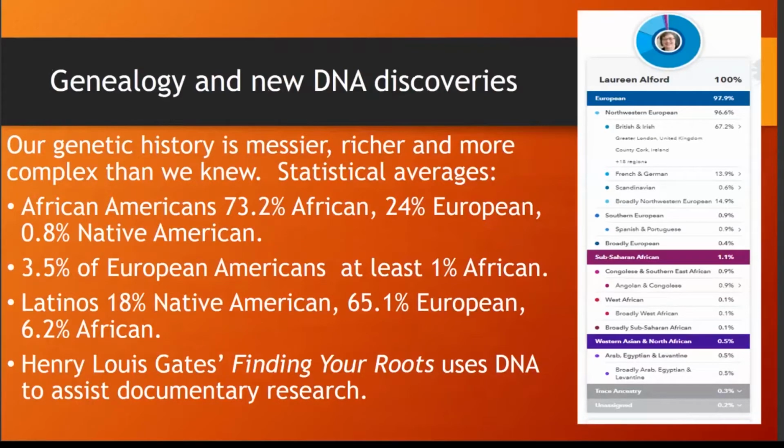For European Americans, at least 3.5% of them are at least 1% African. Latinos are 18% Native American, 65% European, and 6.2% African. Now, of course, these are just averages. That doesn't reflect any one individual. And the image on the slide is from my 23andMe ancestry report, which shows that I'm among the 3.5% of European Americans who are at least 1% African.